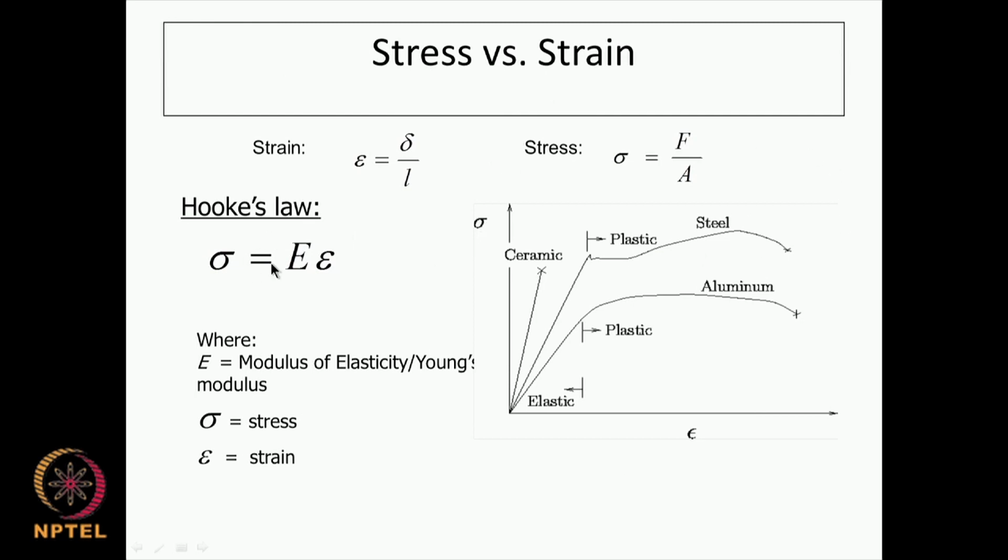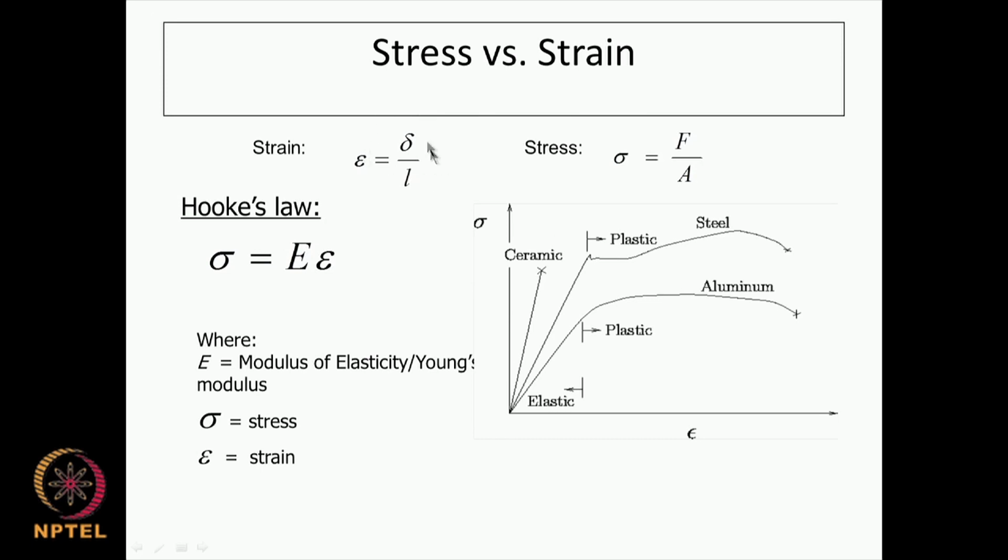They are all connected by something called Hooke's law, where on the left hand side we have the shear stress and on the right hand side we have the shear strain. They are connected by a term called Young's modulus or modulus of elasticity. The shear stress is given by the force acting on the material divided by the area. It could be an elongation force or a compressive force, and the strain is given by the change in length divided by original length.